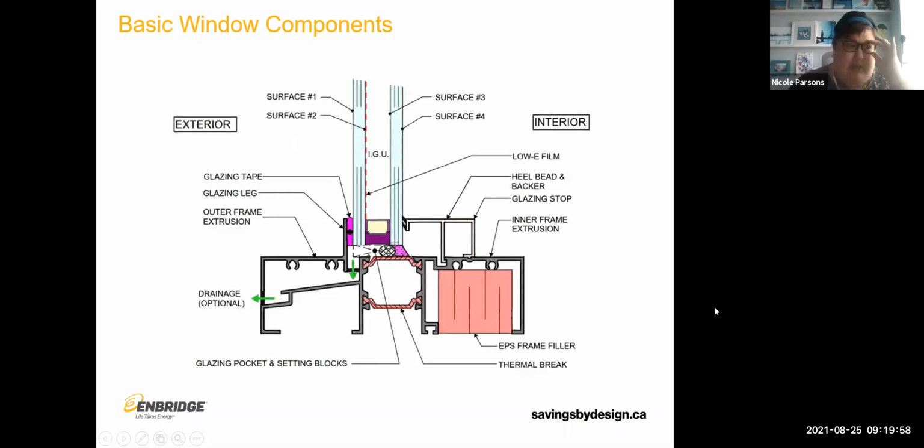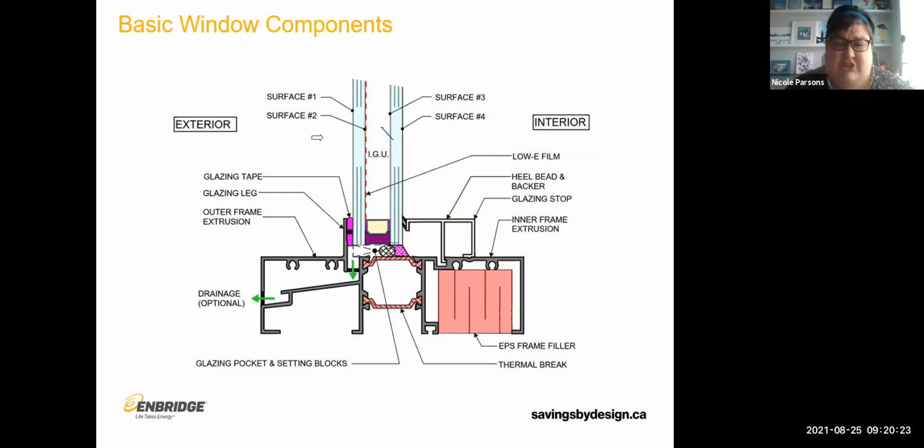So we're going to look at the cross section of a window, and sorry, I'm just turning on my drawing feature, my arrow feature, so that I can point stuff out as needed.